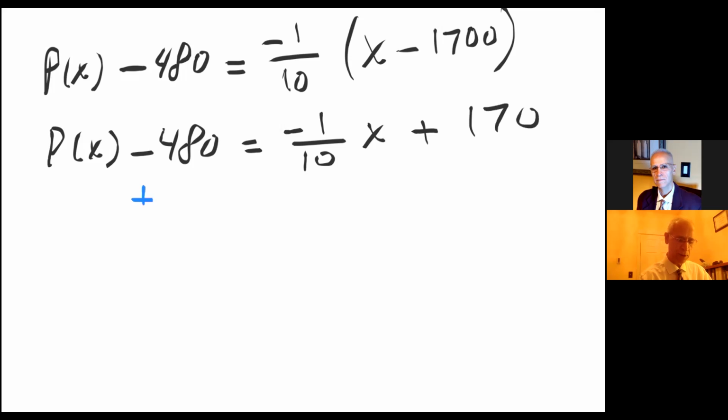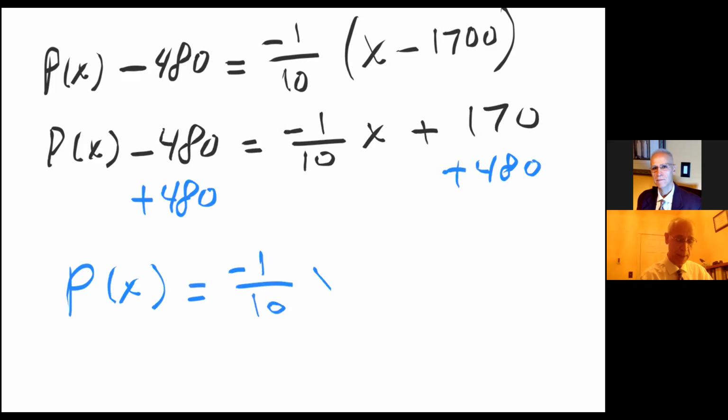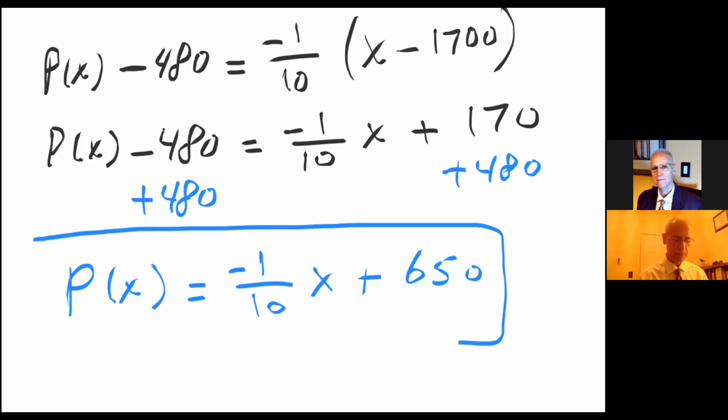Now add 480 to both sides. So I get p as a function of x equals minus 1 over 10 x plus, 480 plus 170, that's 0, and that's a 5, carry the 1, 650. Negative 1/10 of x plus 650. So now that's the answer for part A.